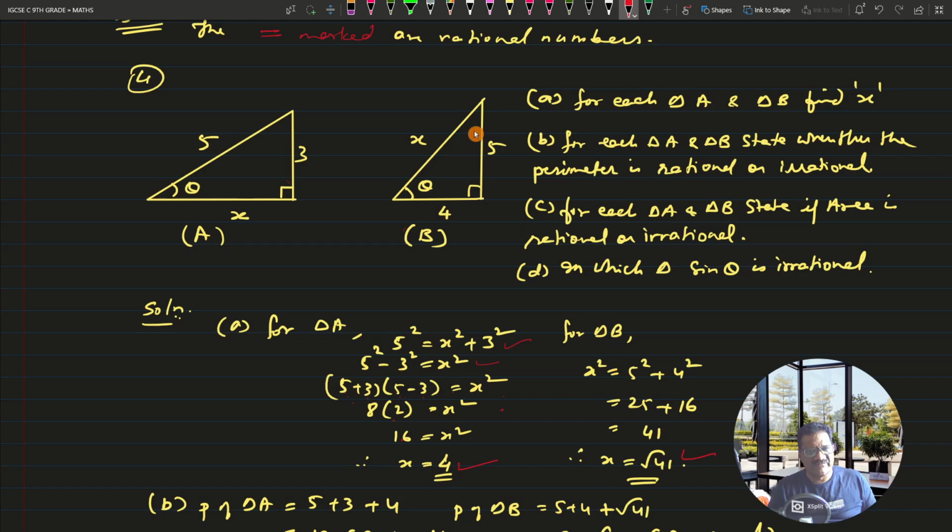Same way. Here the hypotenuse is x. So x square will be equal to 5 square plus 4 square. 5 square is 25, 4 square is 16. 25 plus 16 is 41. So x will be equal to root of 41.